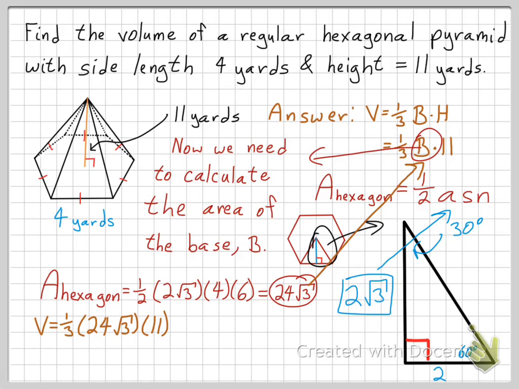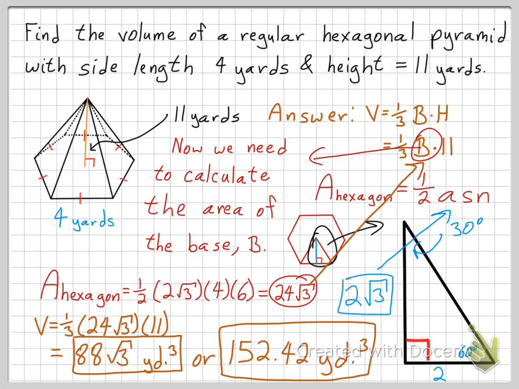So we have 1/3. Area of the base now is 24 root 3, and the height of the whole entire figure is 11. Multiplying all those out, and you get 88 root 3 cubic yards, or multiplying that out using your calculator, you get about 152.42 cubic yards. Okay?